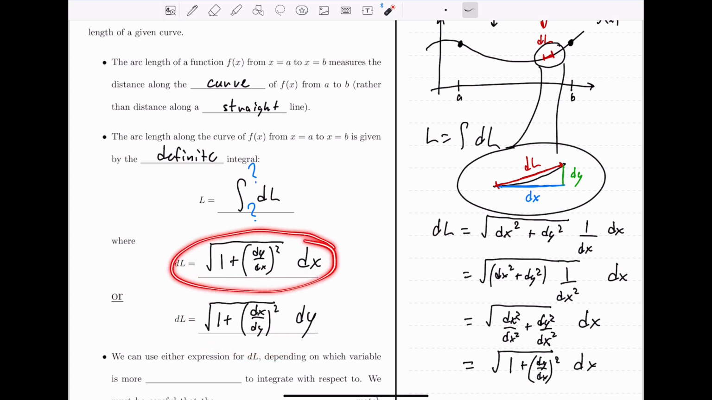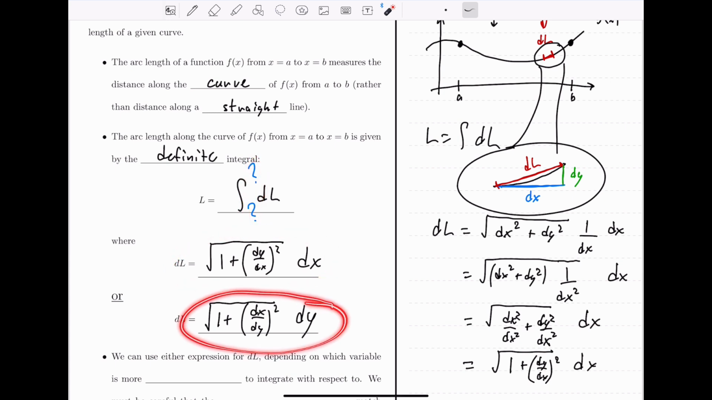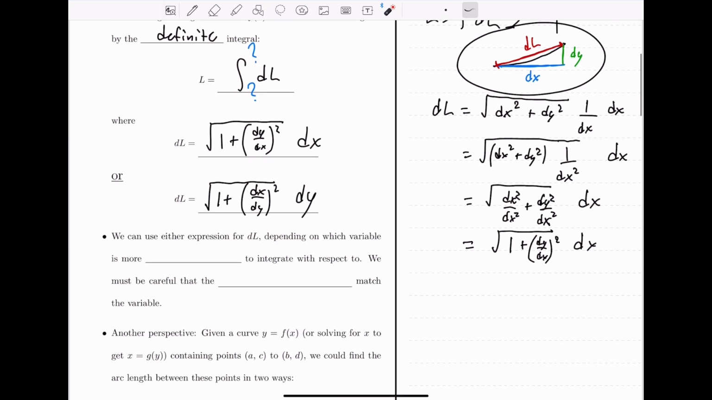If we choose the first expression, then the limits of integration will need to be x values. If we choose the second expression for dl, limits of integration will need to be y values. So we can use either expression for dl depending on which variable is simply more convenient. However, when we do this, we have to be careful that the limits of integration match the variable. So if we're using the dy expression and integrating with respect to y, we have to make sure that the limits of integration are y values to give the curve.